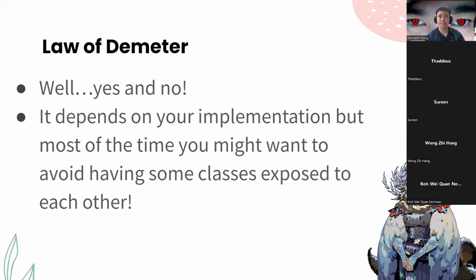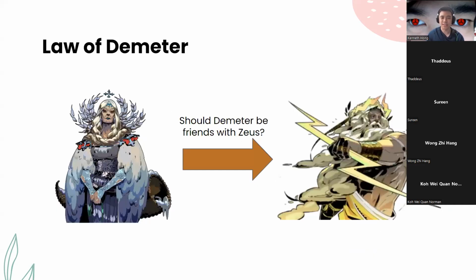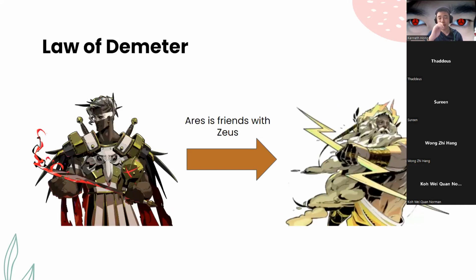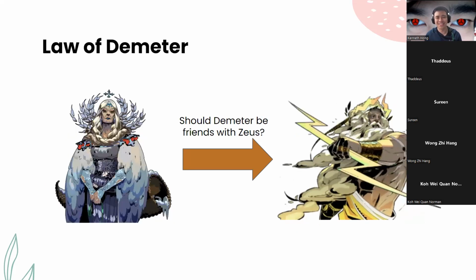Another example would be, let's say, Zeus has a reference to a lightning class, and Ares has a war class. Demeter has an ice class or something, right? Demeter, if she has a method that takes in Ares, should not have access to anything that Zeus has, because although Ares has a reference to Zeus, Demeter doesn't have a reference to Zeus. Don't worry, I'll make this clearer later with examples.